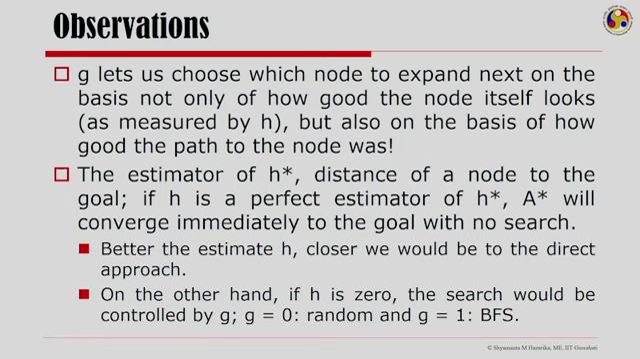On the other hand, if h is 0, the search would be controlled by g, and if g is 0, we would end up having random search. If we consider g at every step to be 1, we would end up having a breadth first search.